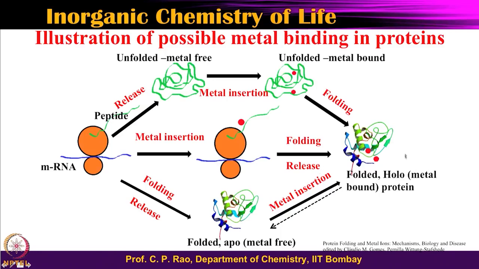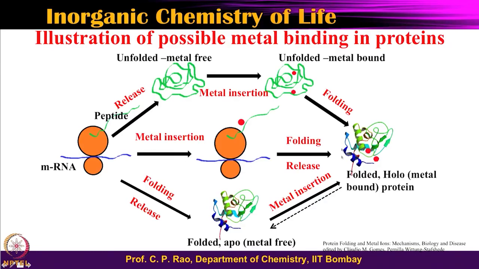Okay. So, what we need to remember now is that the metal ion is added after the protein is synthesized, or while the protein is being synthesized, which will induce the metal folding, or complete folding would have occurred, followed by introducing the metal ion. So, there are three different possible ways by which the metalloprotein can be synthesized from the simple protein.